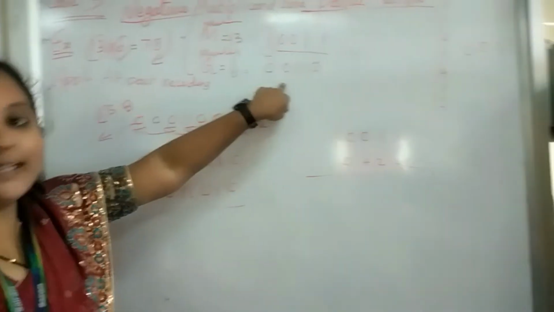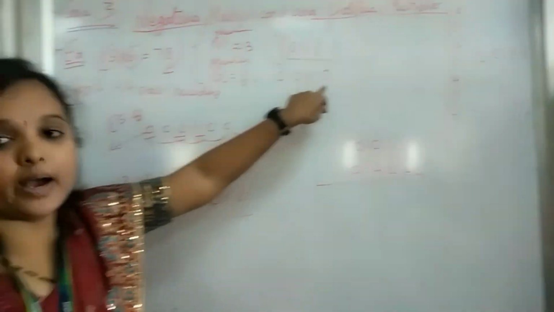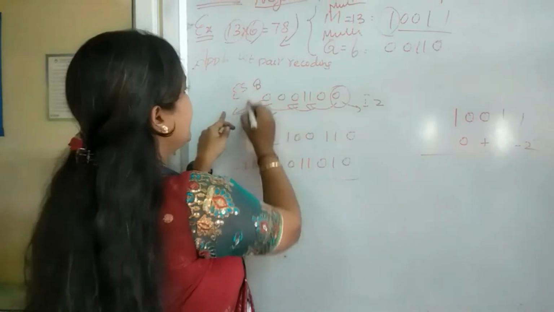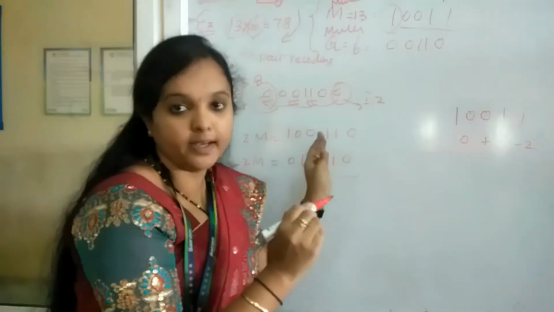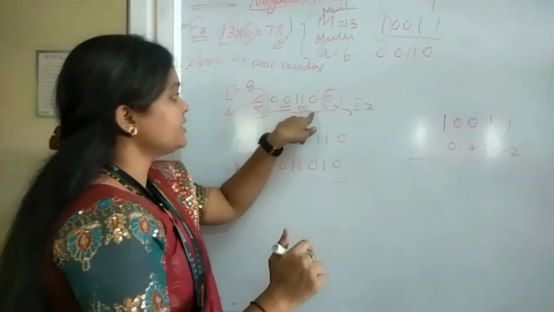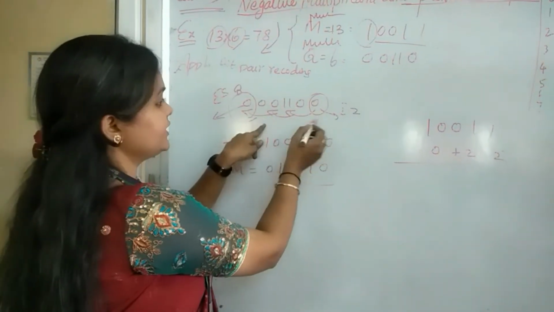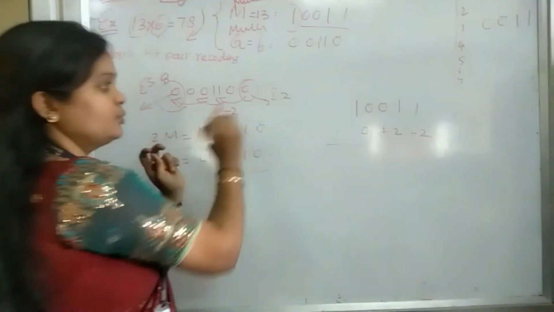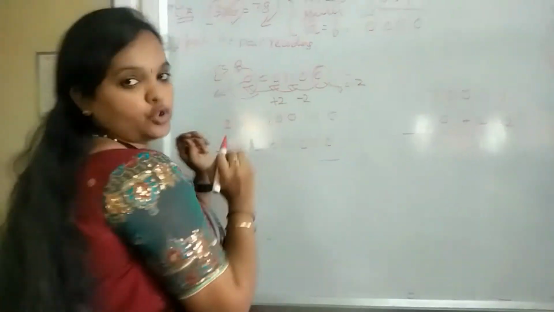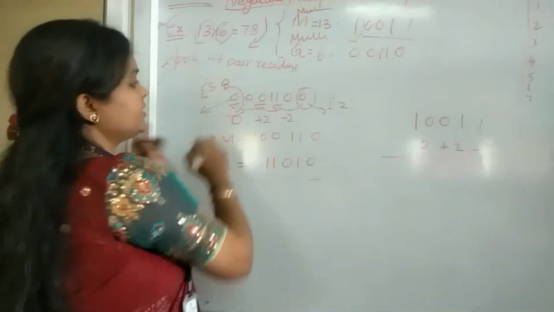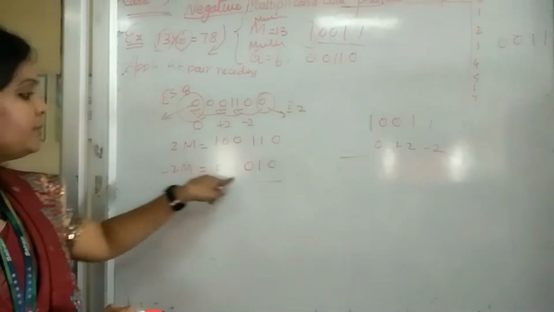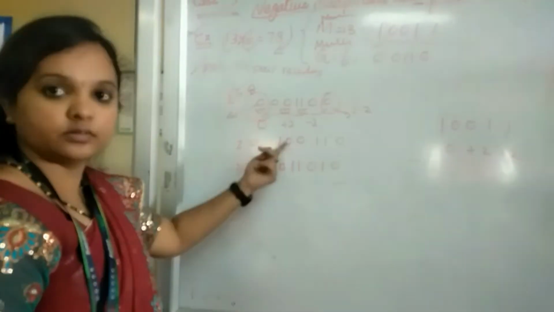Now I am going to take this 0 0 1 1 0. Here I am going to add the implied 0 and here I am going to add the extended sign bit. And I am going to group 3 bits together. For 1 0 0 it is minus 2. For 0 1 1 it is plus 2, and for 0 0 0 it is 0. So now 2m is this one and minus 2m is this one, the complement of this.